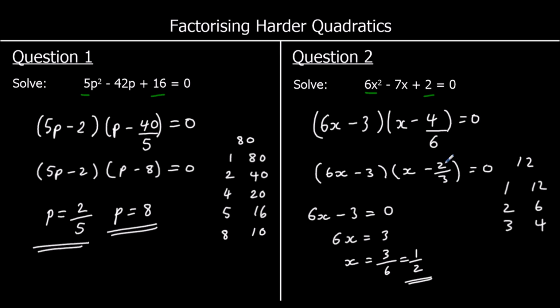And for the second bracket, what does x have to be for it to be equal to 0? Well, that's 2/3. So 2/3 minus 2/3 is 0. So x would be 2/3.